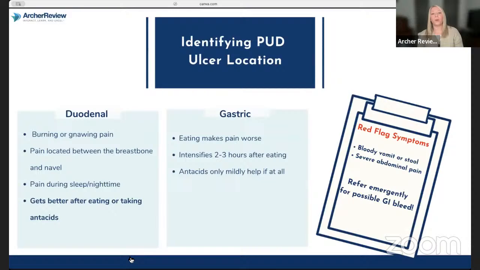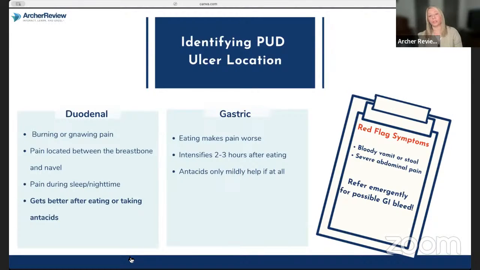So, in order to identify the ulcer location, we have to pay attention to patient symptoms. For duodenal or small intestine ulcers, patients might complain of a burning or gnawing pain. The pain is usually located between the breastbone and the navel. Pain often occurs during sleep or nighttime, and here's the big one, it gets better with eating, after eating, or taking antacids.